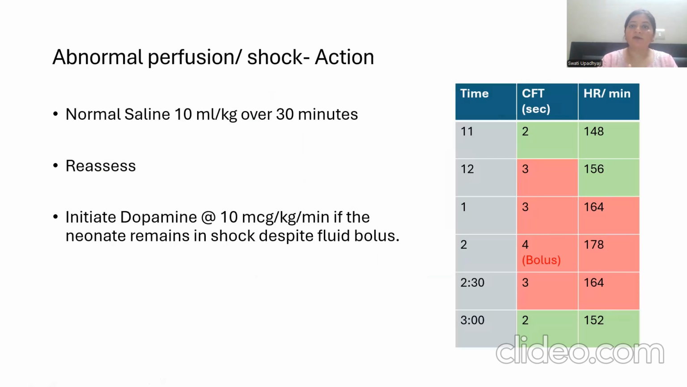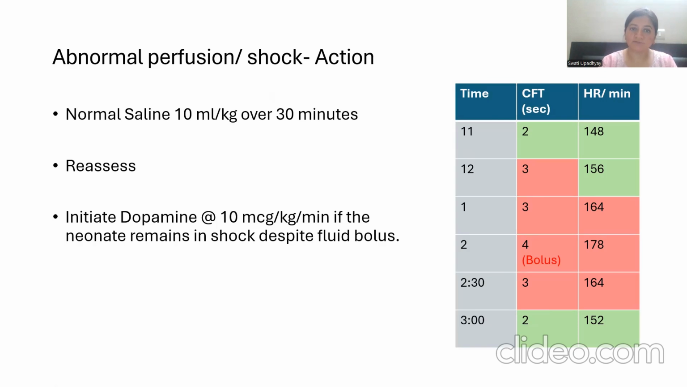Now, once we have assessed the capillary refill time, the heart rate, the BP, the urine output and the signs of end organ involvement, what action should we take? Any baby who is having cold peripheries, a CFT of more than 3 seconds, a heart rate of more than 160 per minute, may be having abnormal perfusion or shock. In such cases, give normal saline 10 ml per kg over 30 minutes.